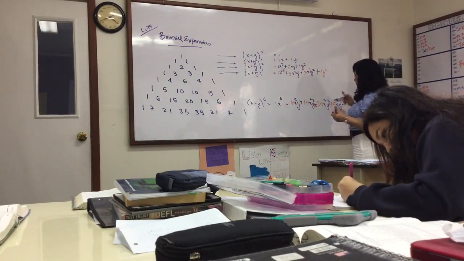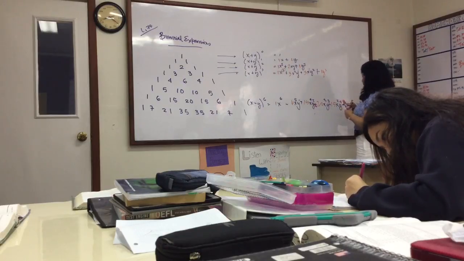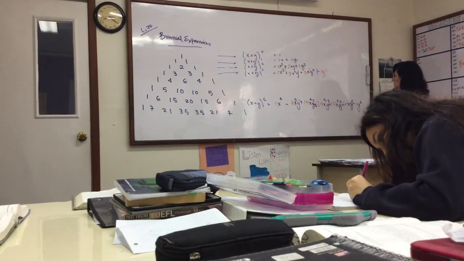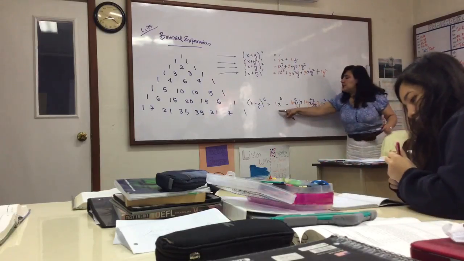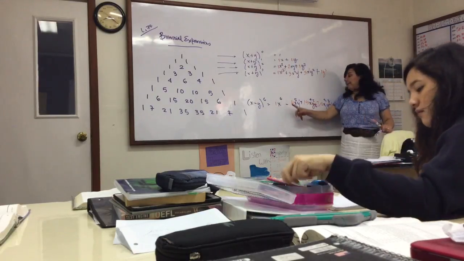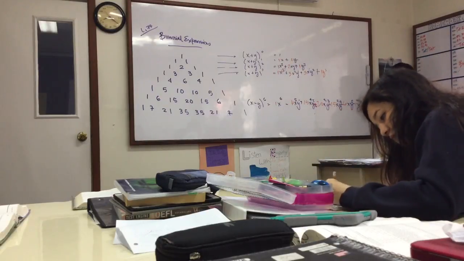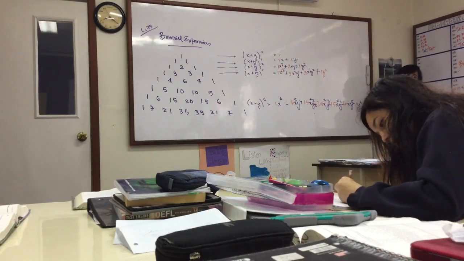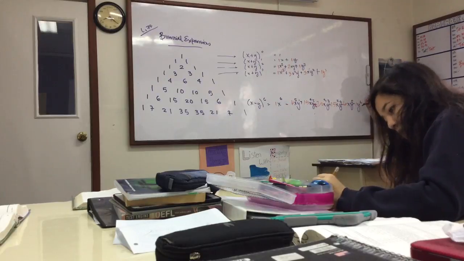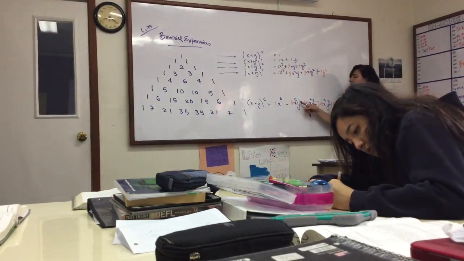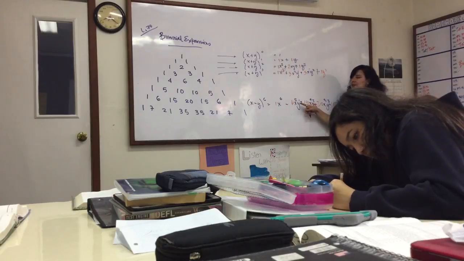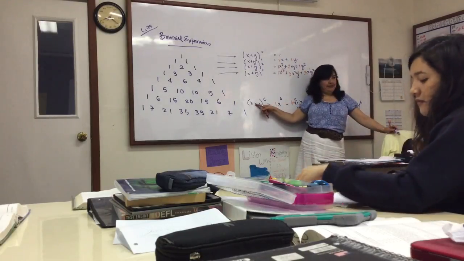So you start out with a plus, and then minus, plus, minus, plus, minus. So we put minus in the ones that are even numbers. No, in the odd ones. That 6 is an even number. In the odd exponent of the one that is negative.